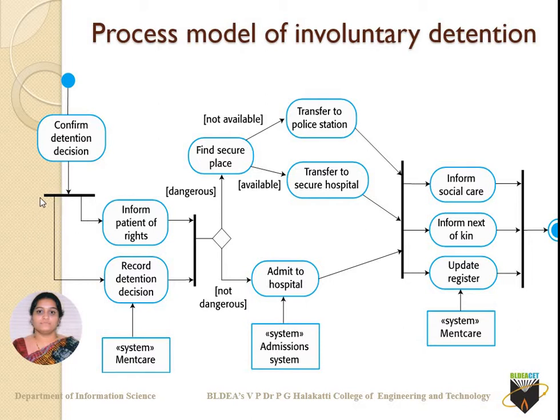So to show those concurrent activities, a horizontal bar is being shown there. Through that horizontal bar, there are two concurrent activities which are performed. The first activity is you inform the patient of rights. Then you record the detention decision. When you are recording the detention decision, it's a system which is connected, and that is called Menticare. So, record detention decision and inform patient rights.